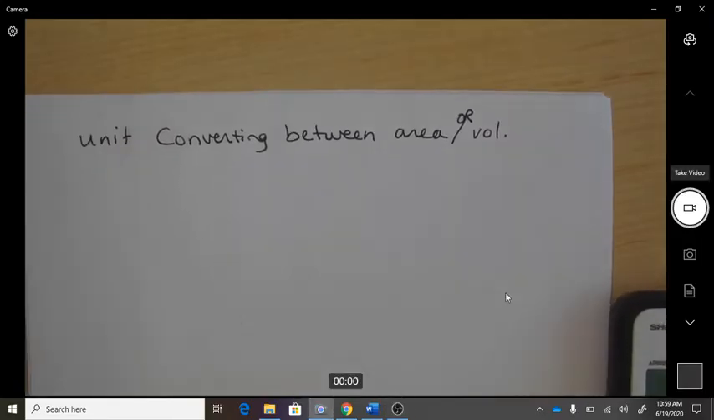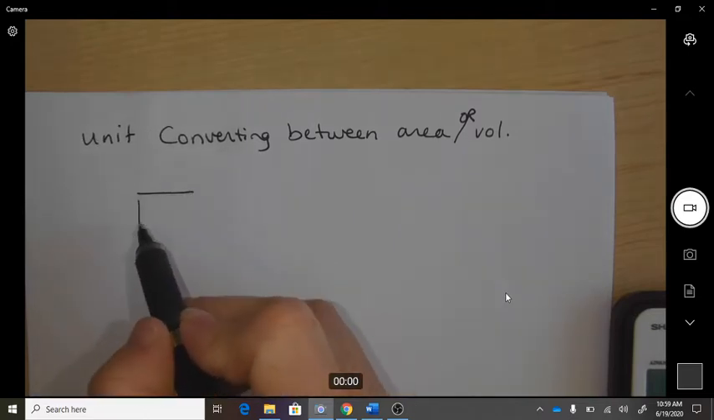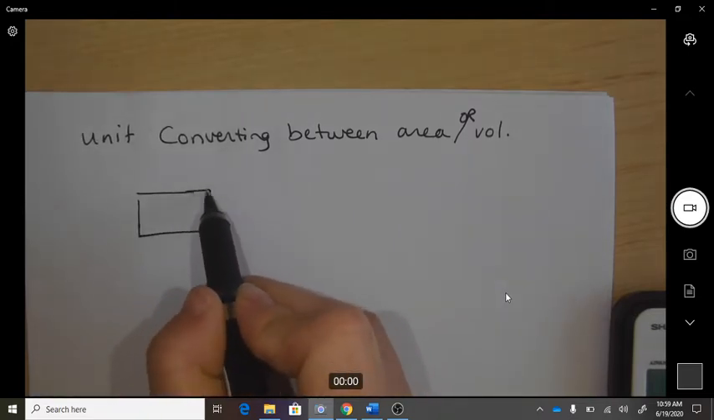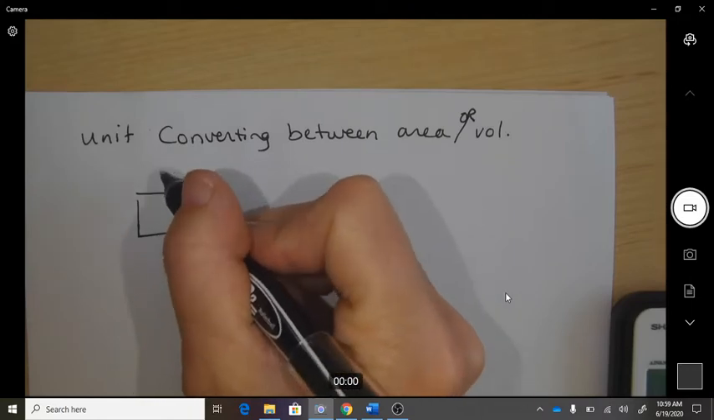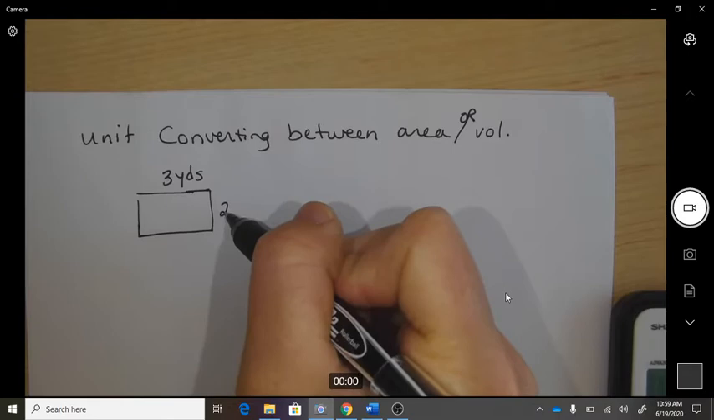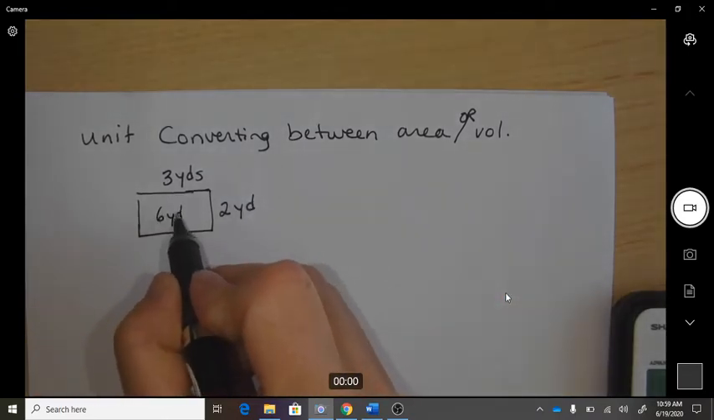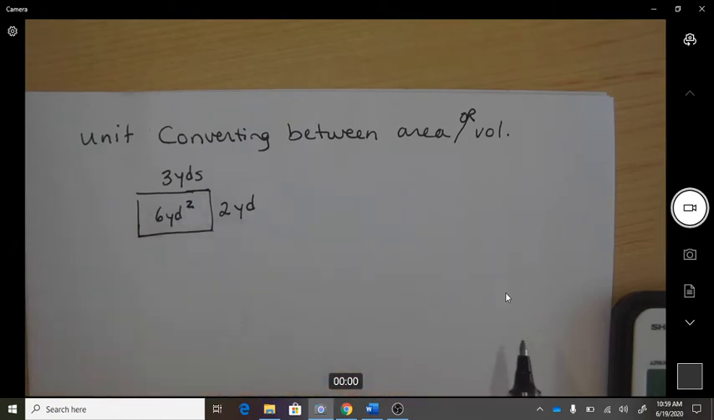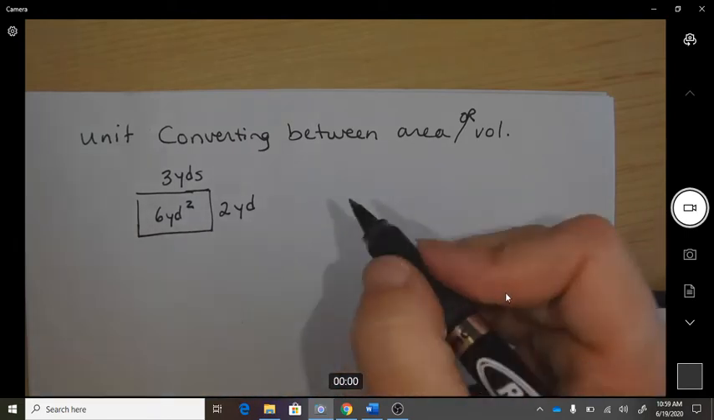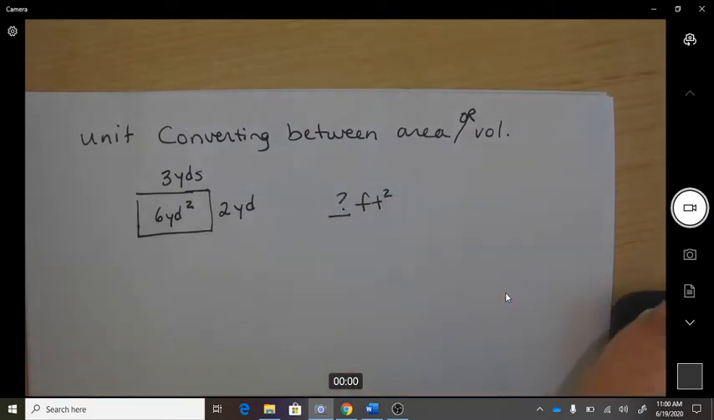Okay, I'm going to show you how to convert units if you are converting units in an area measurement or a volume measurement. So let's just start with a basic rectangle. Let's go, I don't know, 3 yards by 2 yards. So this would be 6 yards squared as an area. But how many feet squared is this?